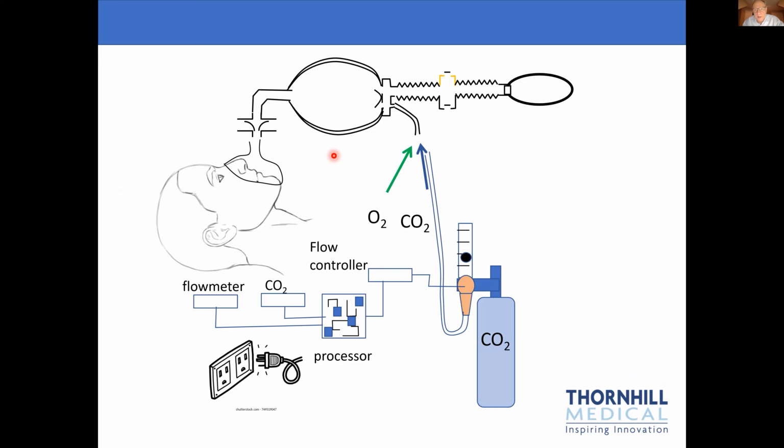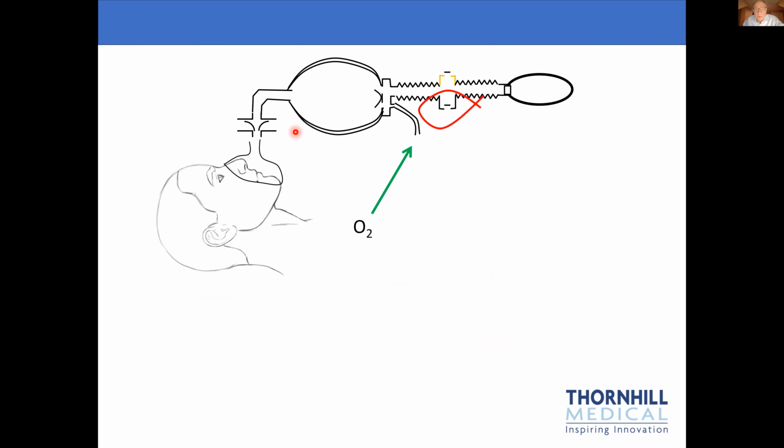So if you wanted to stop the PCO2 from going down, what would we do? Well, we'd get a computer. We have a flow meter, we have a carbon dioxide sensor, we have a processor, you need to plug it in, you'd have a flow controller, you'd have a CO2 tank and something controlling the flow from the CO2 tank so that you replace the carbon dioxide that you're breathing off when you're hyperventilating. But that's not practical.